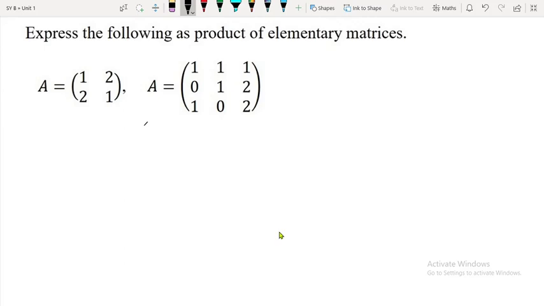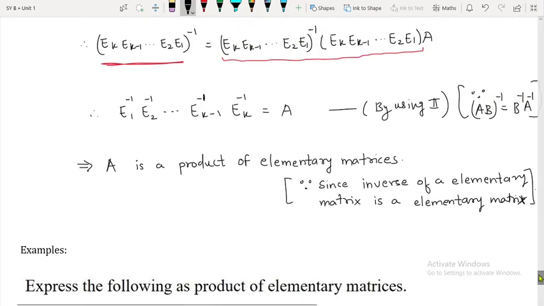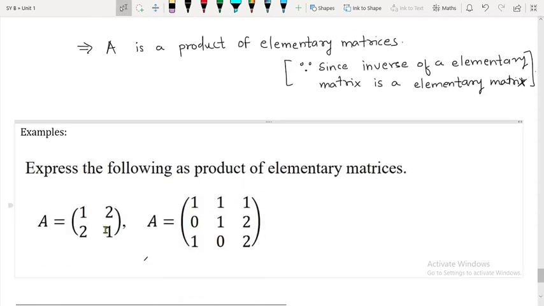So today we are going to go for some examples to express these matrices as a product of elementary matrices. So how to do it? This is the question. Just try to recall the last theorem. In the last theorem we have proved that if you are having an invertible matrix, it can be written as a product of elementary matrices. So whatever examples are given to us, suppose that the examples have a non-zero determinant, then we can definitely express them as a product of elementary matrices.